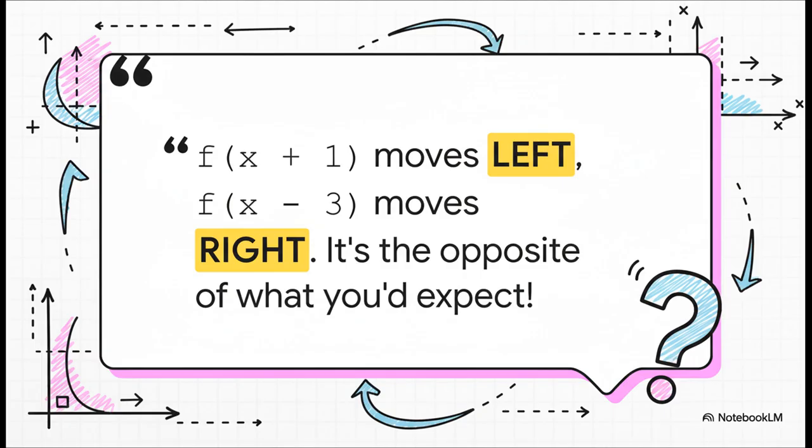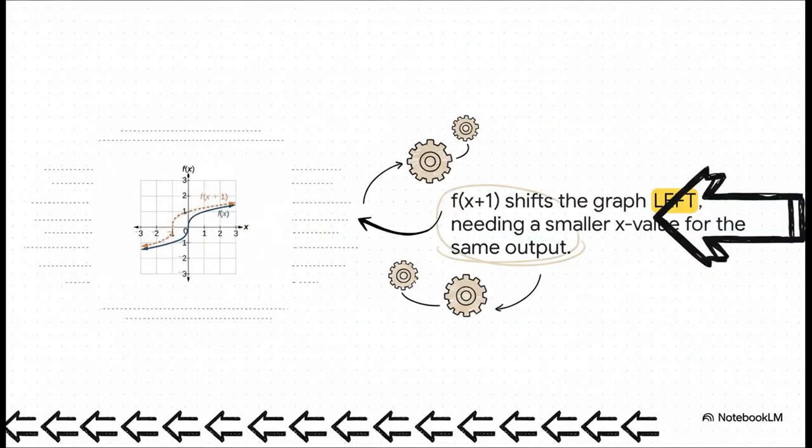So why on earth does that happen? Well, it's all about the input. To get the exact same y value that the original function had at x equals 0, our new function now needs an x value of -1 to make the inside of the parentheses equal 0 again. So you have to use a smaller x, which ends up pulling the whole graph to the left.